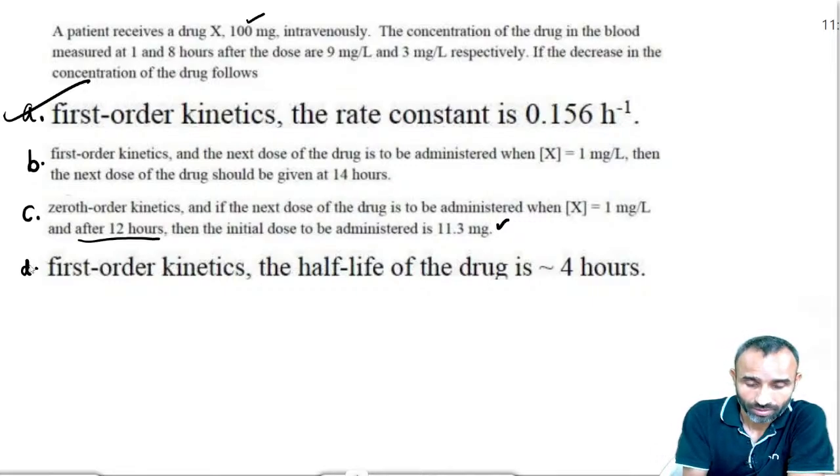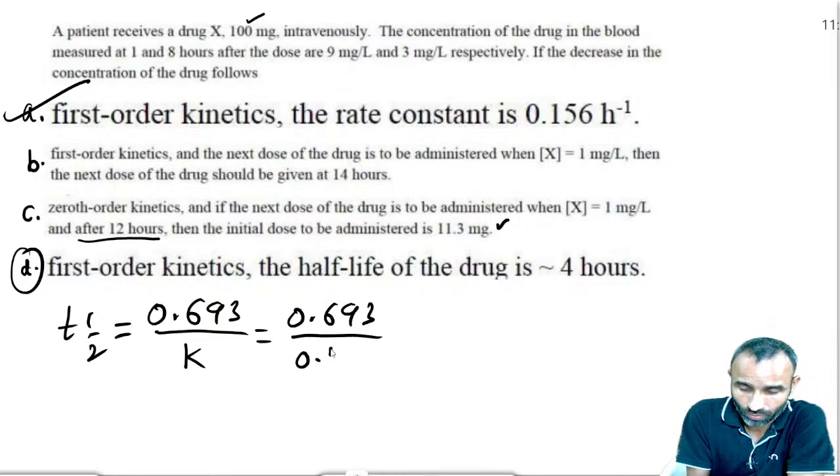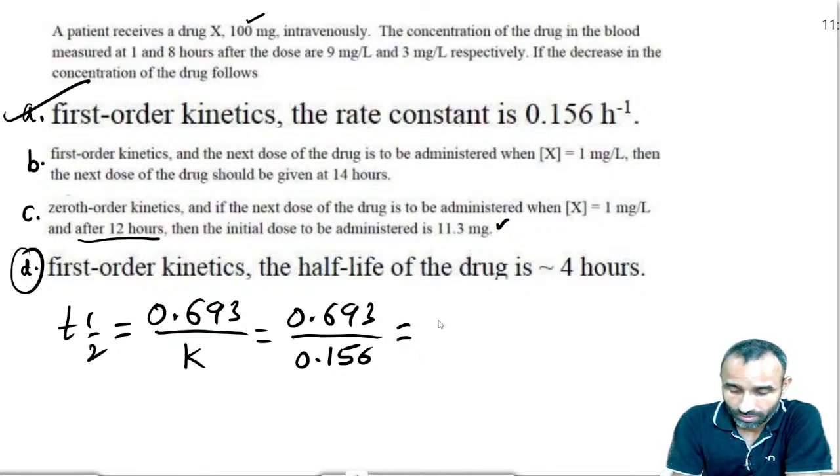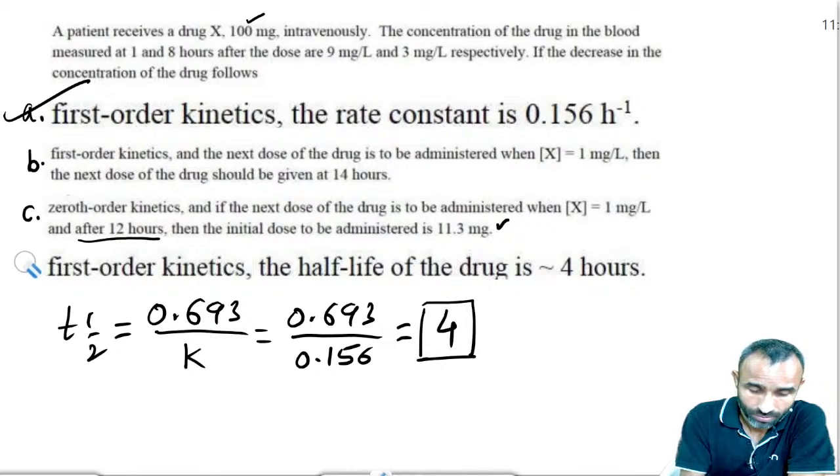And for option D, t half is 0.693 upon k, which is 0.693 divided by 0.157 or 0.156, take it. It is 4 hours, almost. That means options A and D are correct.